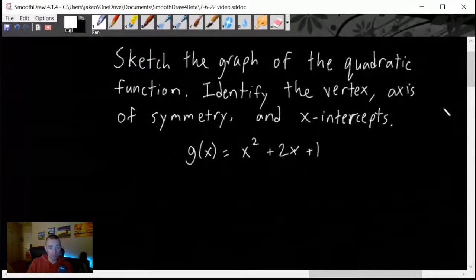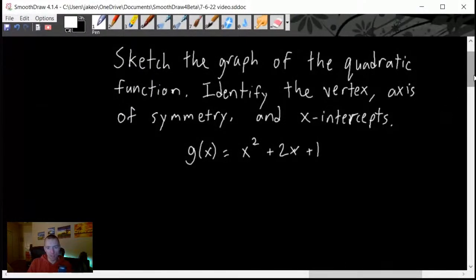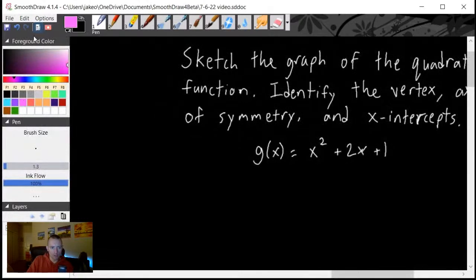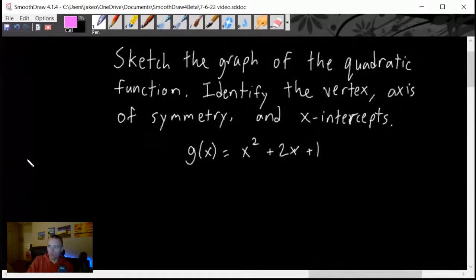Sketch the graph of the quadratic function, identify the vertex, axis of symmetry, and x-intercepts. So now in this example, we are given a quadratic function which is in the standard form. And again, like I said before, depending on what textbook you're using, they might define standard form differently than the way I'm defining it. But the way I learned it, standard form is this: ax squared plus bx plus c.